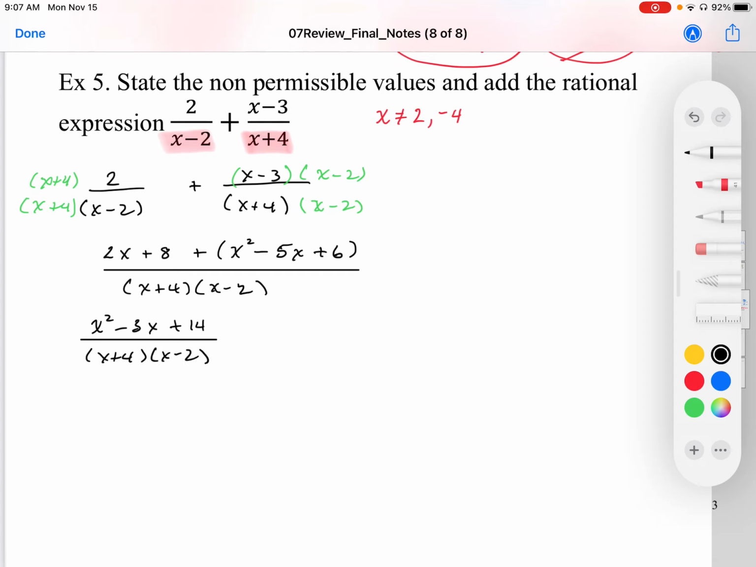We could check to see if the numerator is factorable to see if there are any common factors, but there are no two numbers that multiply to 14 and add to -3. So that's our final answer.